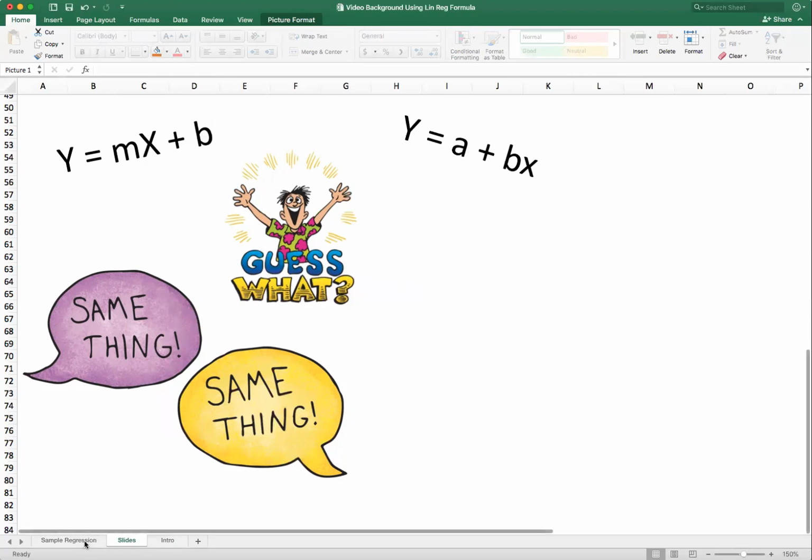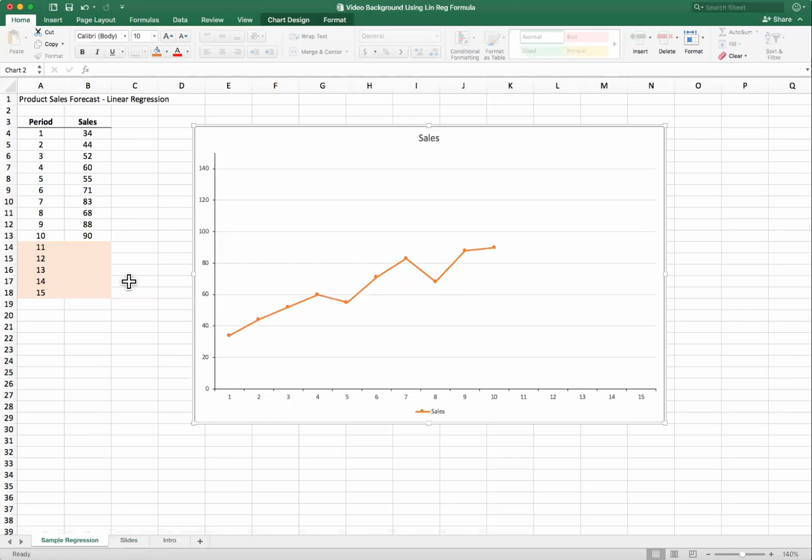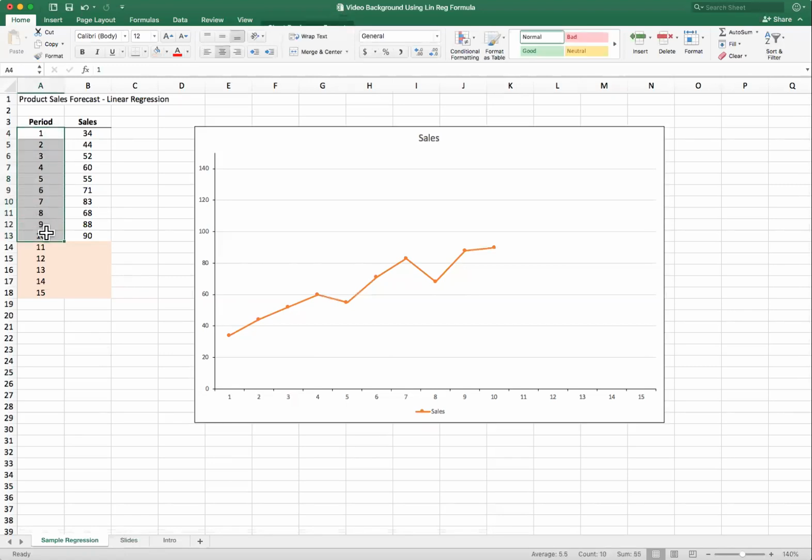So let's take a look at what it actually is, and maybe this will help from a concept perspective. On this slide, what I've got is simply some historical data for a number of periods. These could be years, months, or quarters. It doesn't matter. We've got 10 periods, and we've got sales data for those 10 periods. And I've highlighted periods 11, 12, 13, and 14 here. These are the ones we're trying to forecast.